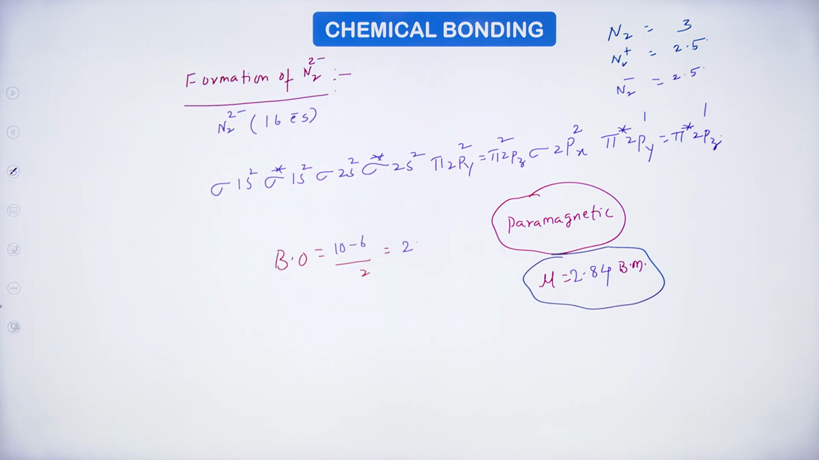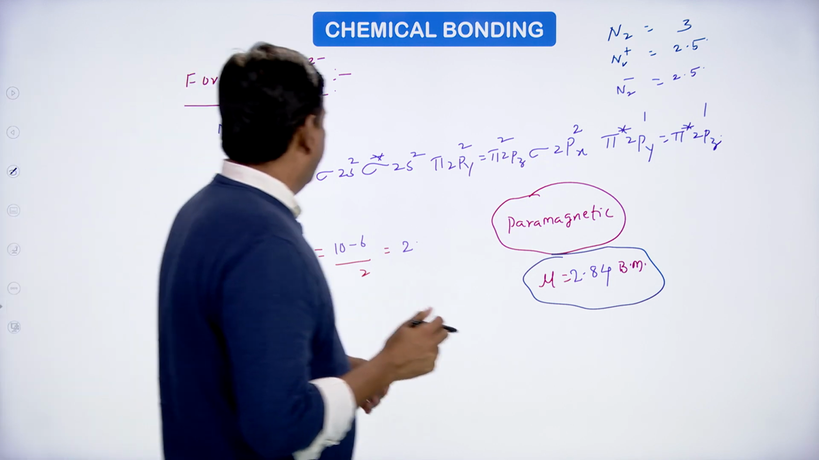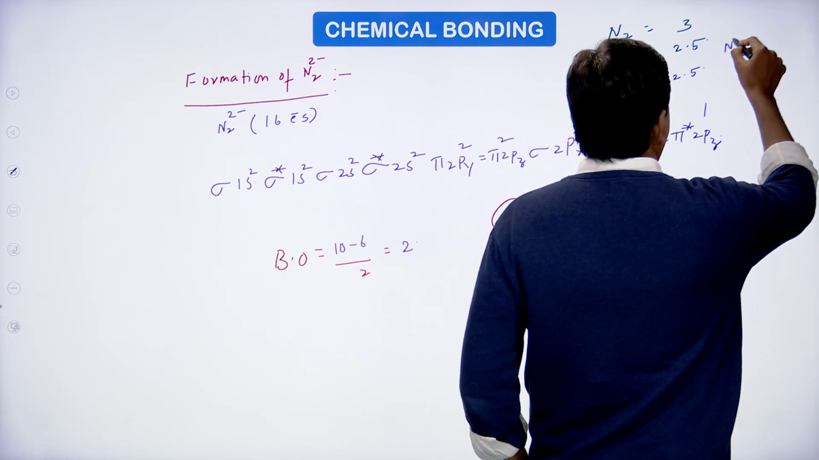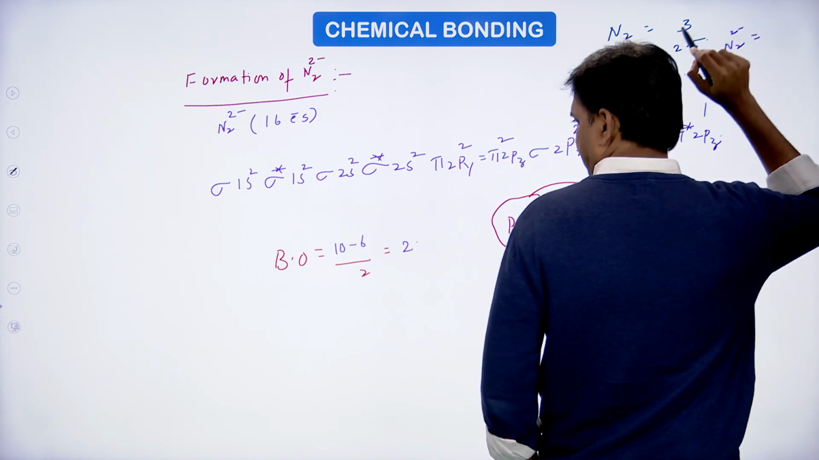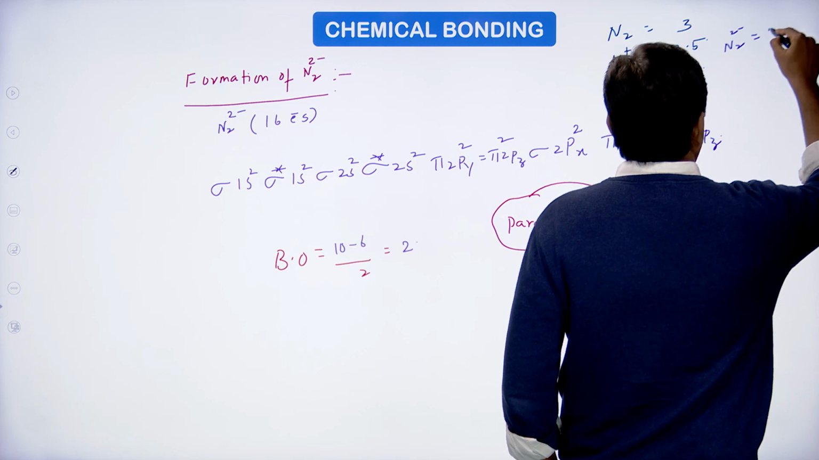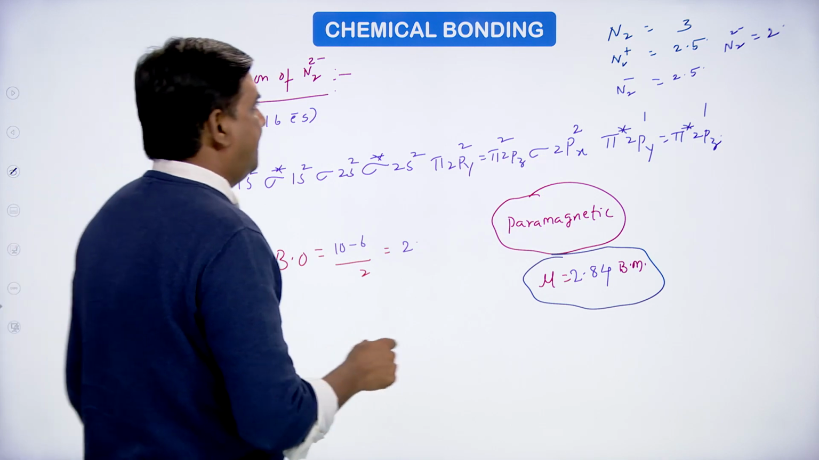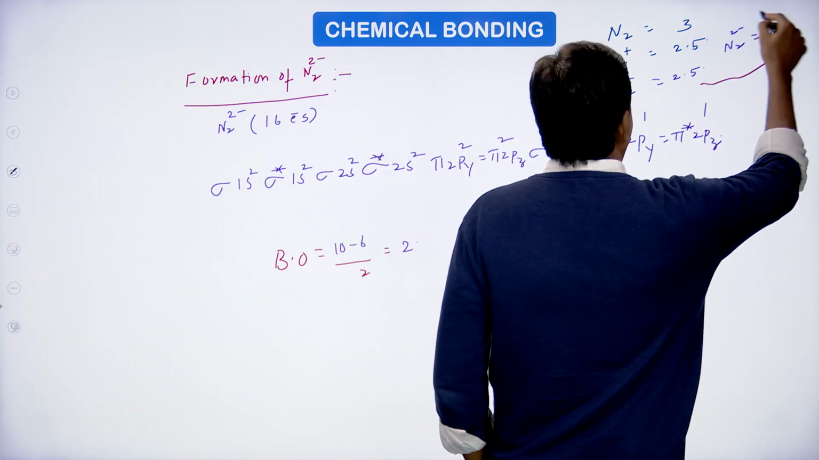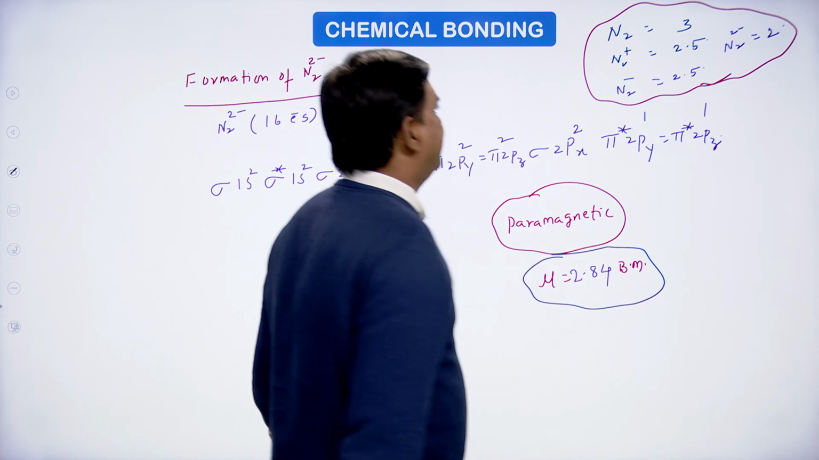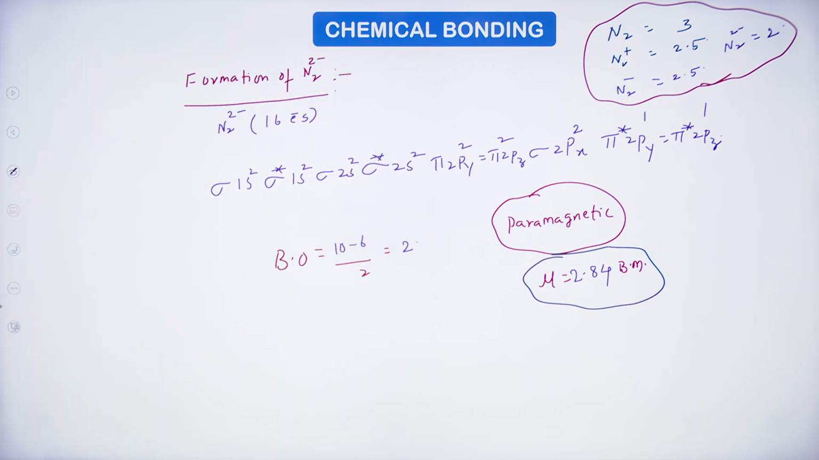2.84 Bohr magnetons. So here N2 2 minus is paramagnetic, bond order 2. So this is for N2 2 minus, students.